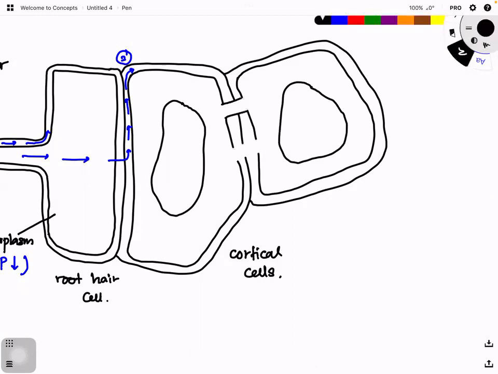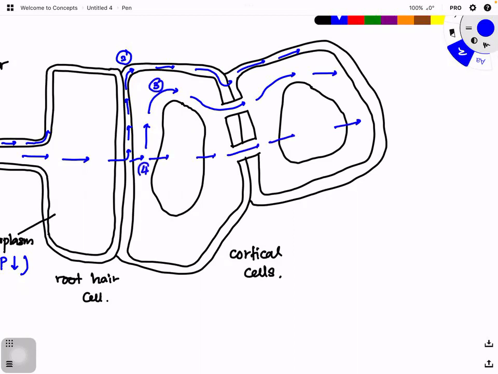So same thing, water molecules have 3 choices. Either within the cell wall, continue to move. Can you see that? Within the cell wall, continue to move. Okay, or move into the cytoplasm. Can you see that? Or move across the vacuole. So this is number 3 and number 4.